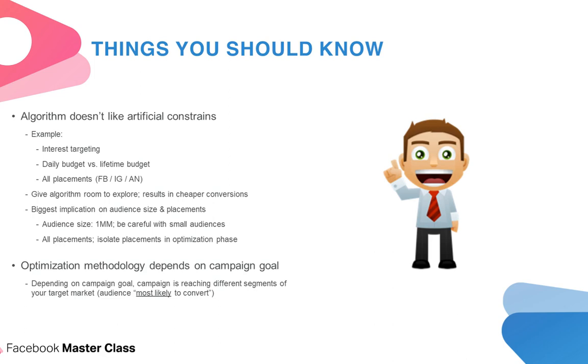Number 2, budget constraints. So with daily budgets, the problem is that you're kind of forcing the algorithm to spend, let's say, $100 per day. But here's the thing. In certain niches, especially in the e-commerce space, the weekend tends to be the best time to run Facebook ads. So maybe on the weekend, you're getting way cheaper conversions than on Monday. So with a daily budget, you're placing an artificial constraint that Facebook cannot spread out the budget throughout the week.